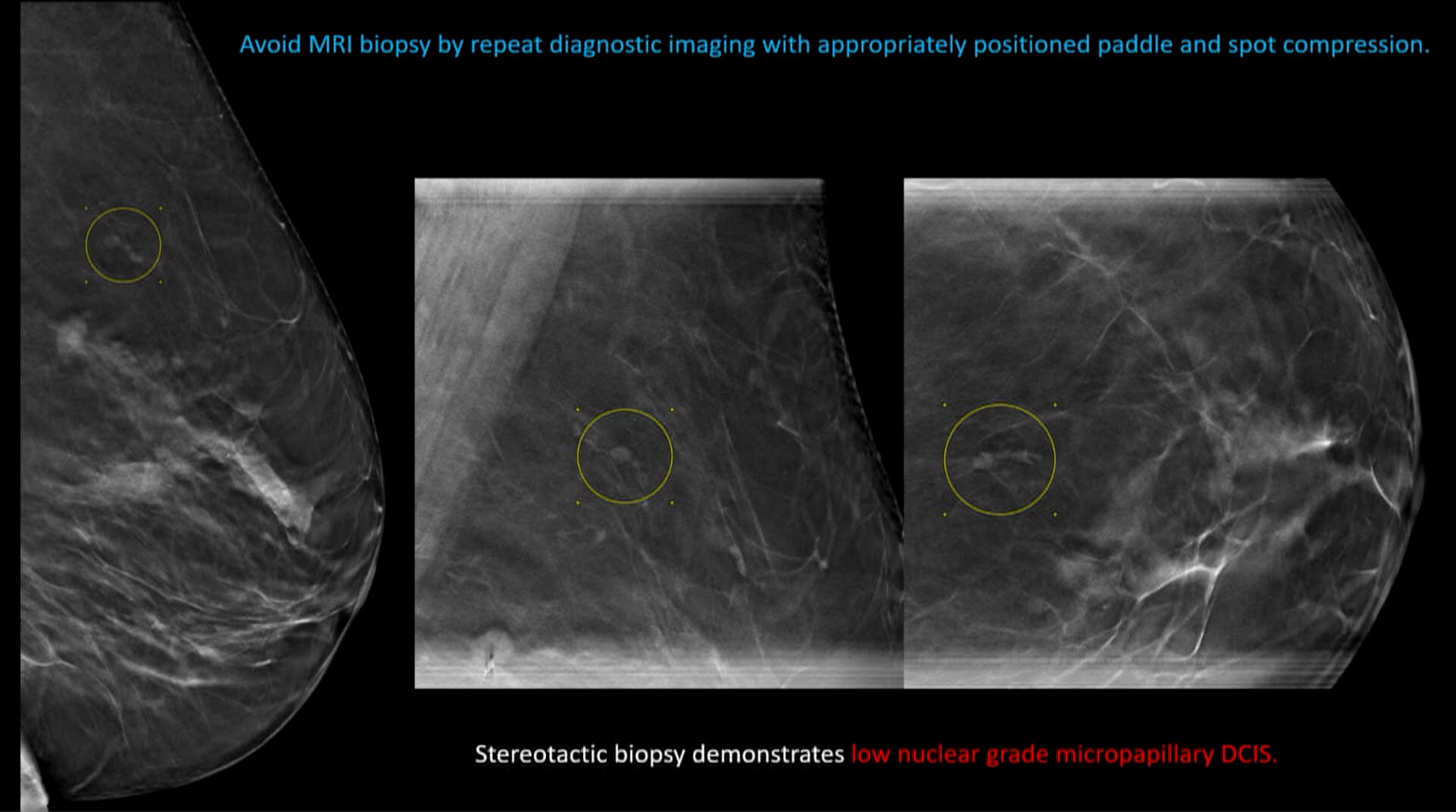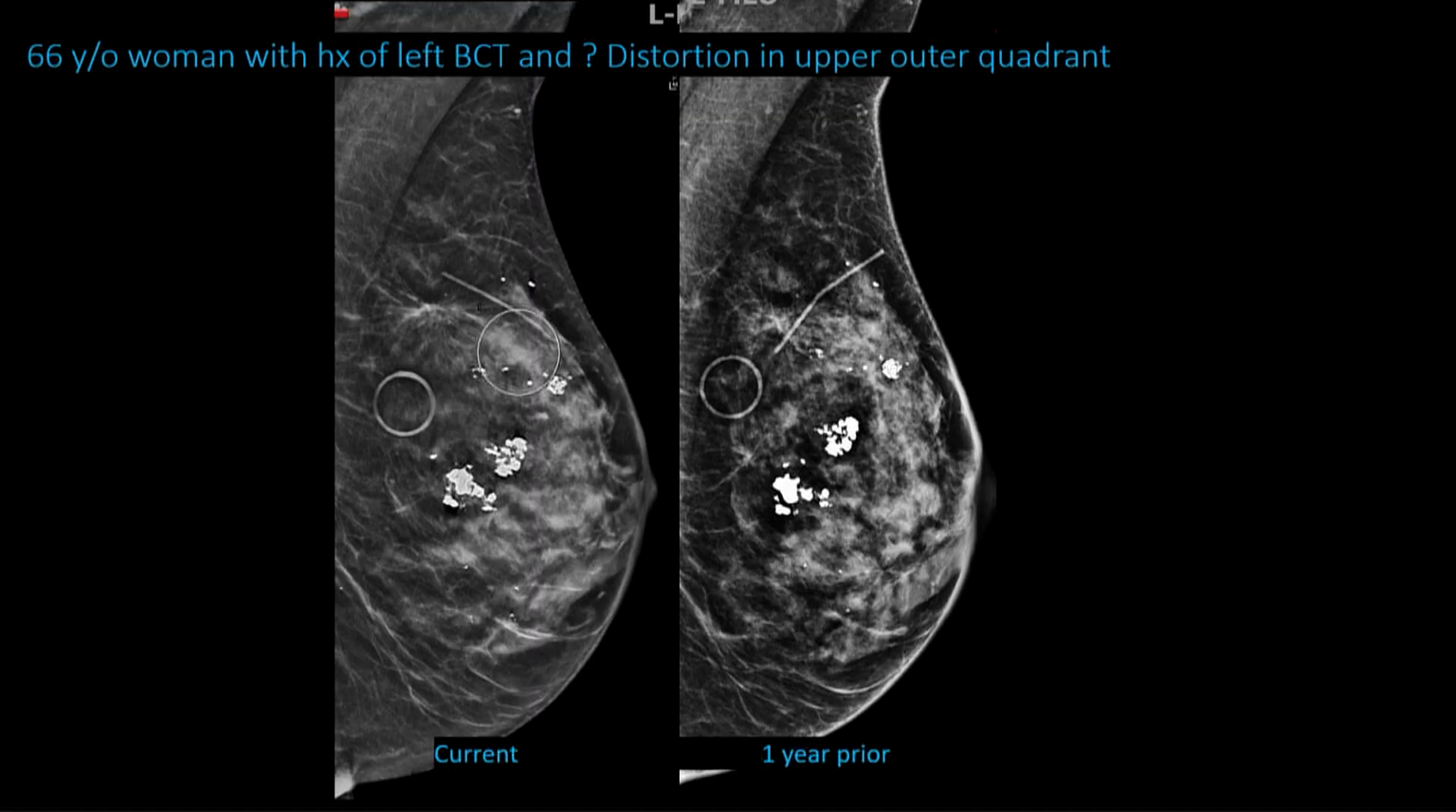Here, we did a stereotactic biopsy, which demonstrated low nuclear grade micropapillary DCIS. So another nice use of problem-solving MRI, not only for extensive disease, but it also evaluated that focal asymmetry.